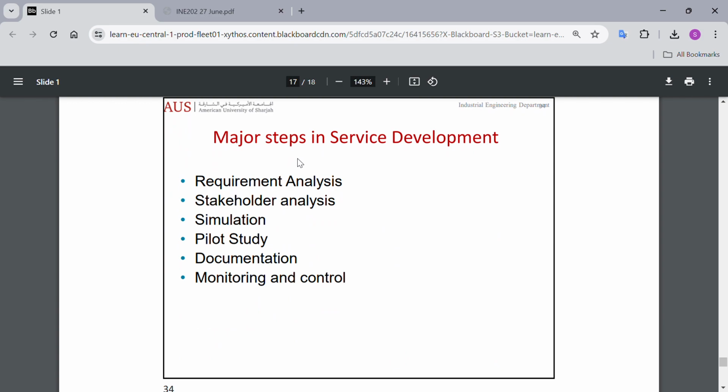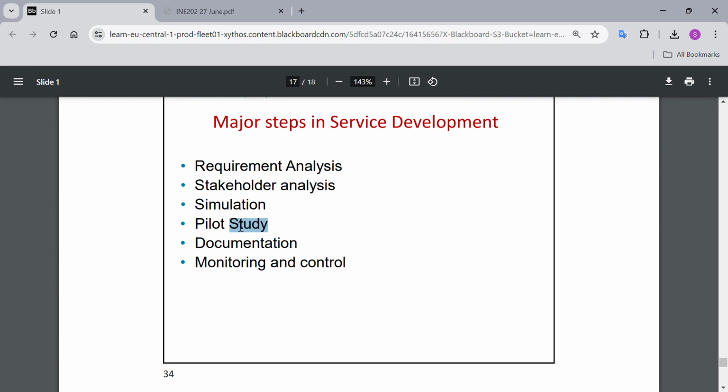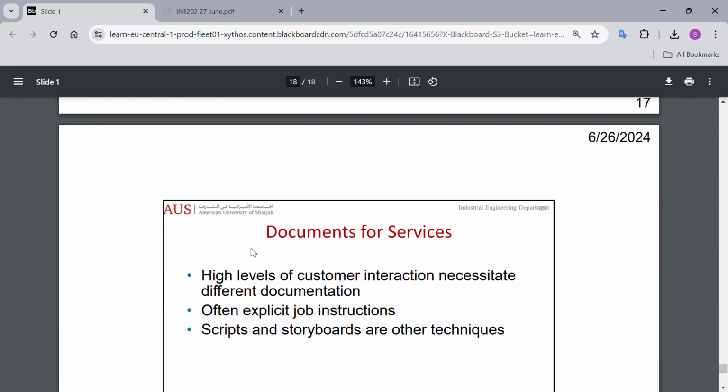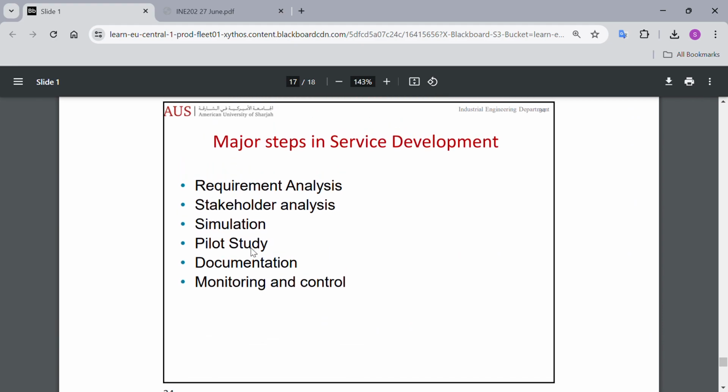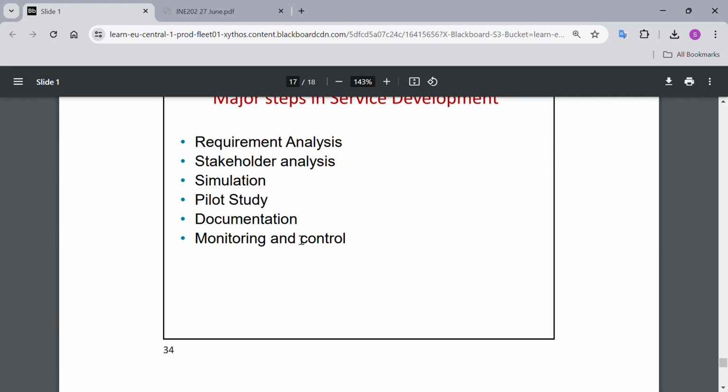So first, we're going to start with the requirement analysis, what the customer needs. Then we're going to talk about stakeholder analysis, we're going to analyze the stakeholders. Then simulation, we're going to simulate the service. Pilot study, we're going to do a pilot study, documentation, monitoring, and control. These are all major steps in developing services. So we're gonna do all of these.